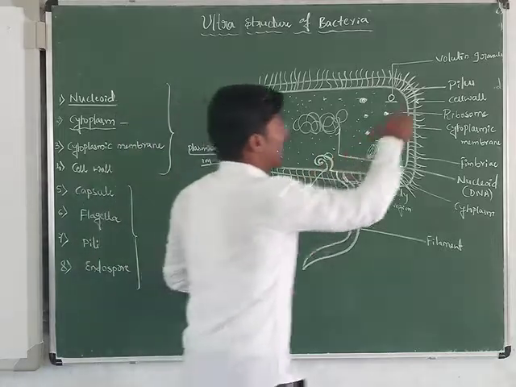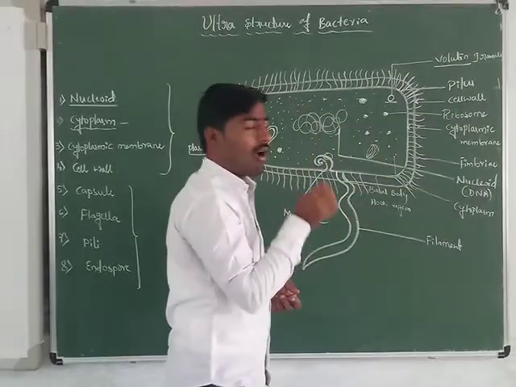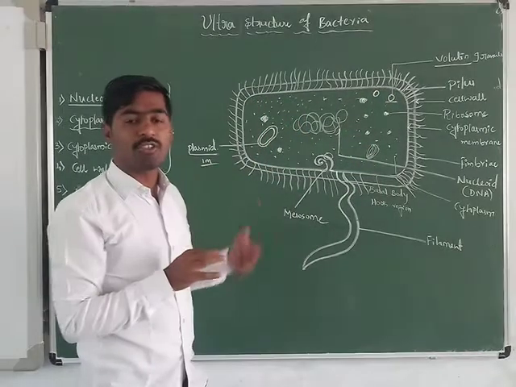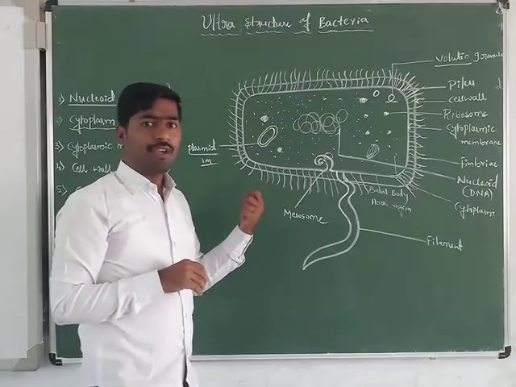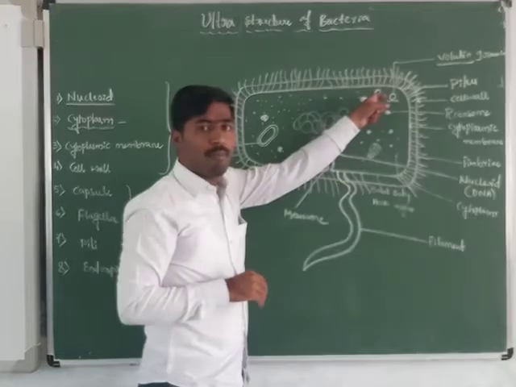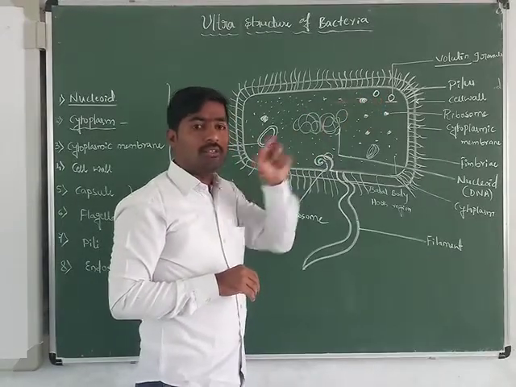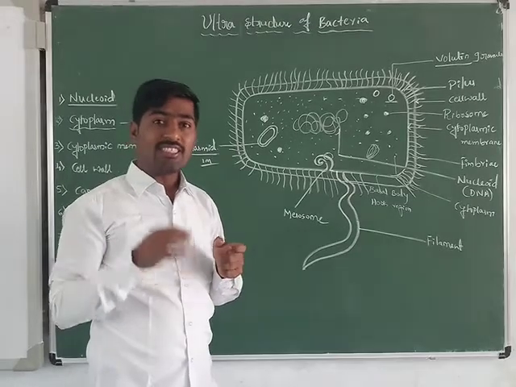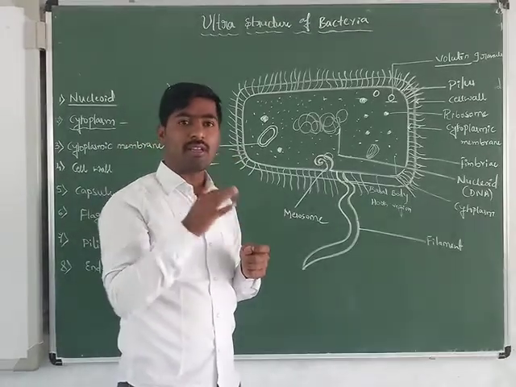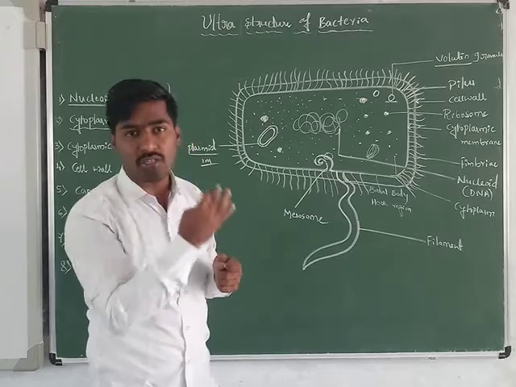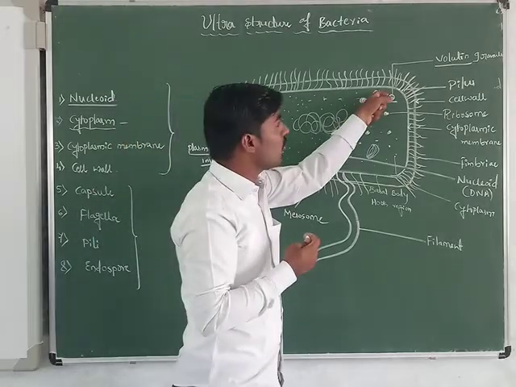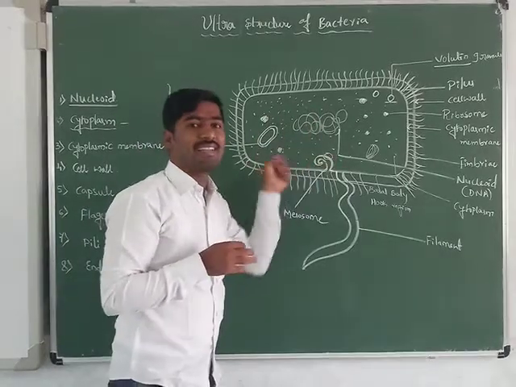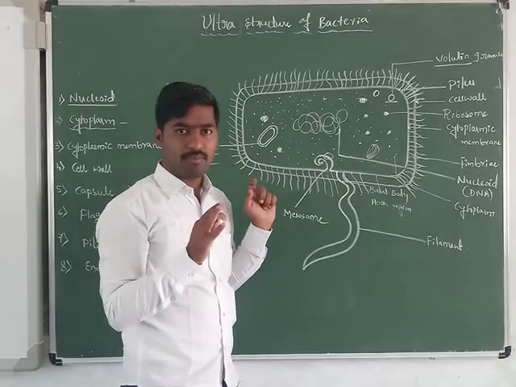They are volatile granules, and another one is lipid granules, present in the bacteria cell. They store some metabolic nutrients. When bacteria need energy, or in a starvation condition, these granules give nutrients to the bacteria. Is that clear?